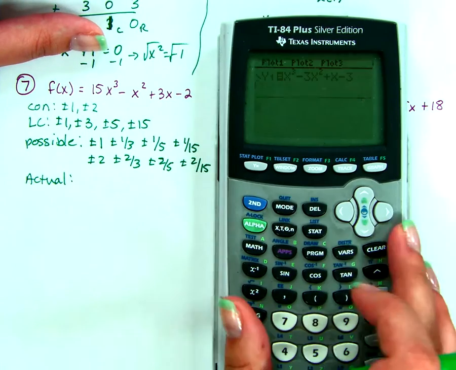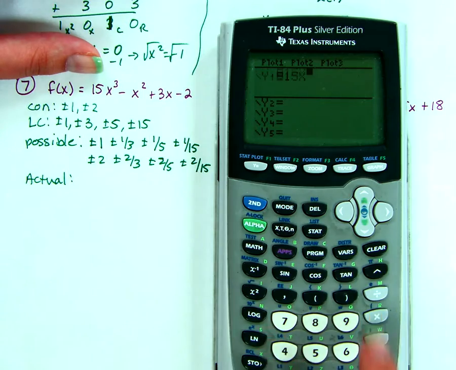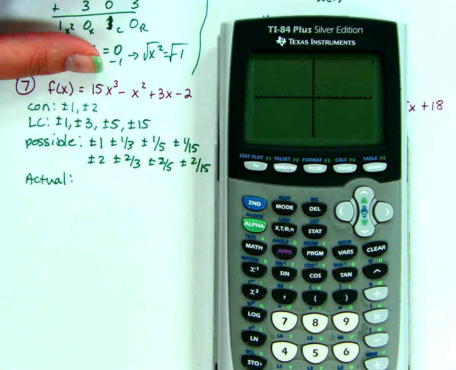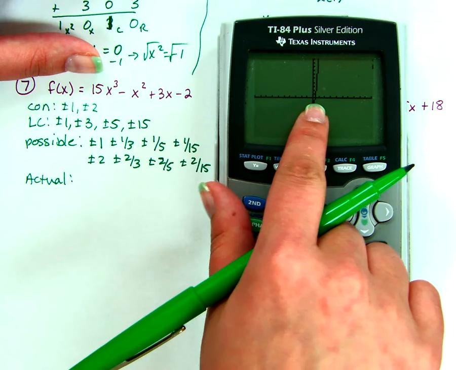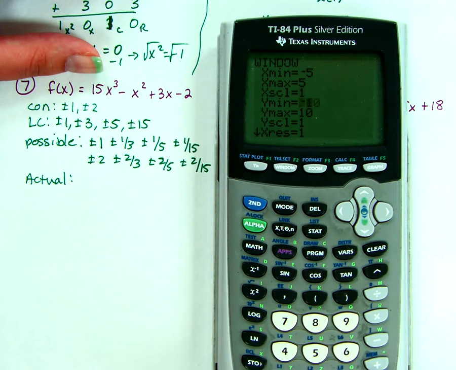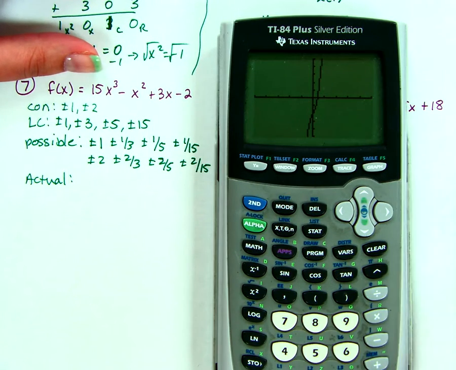Okay, so again, y equals, typing in this equation, so 15x cubed minus x squared plus 3x minus 2, zoom 6 to graph it. All right, so it's crossing once. So again, I'm going to adjust my window a little bit. So I'm going to go from -5 to 5 for both the x and y, and then press graph. All right, so it looks like it's crossing between 0 and 1. So we need to test the positive numbers, and we only need to worry about testing the fractions.